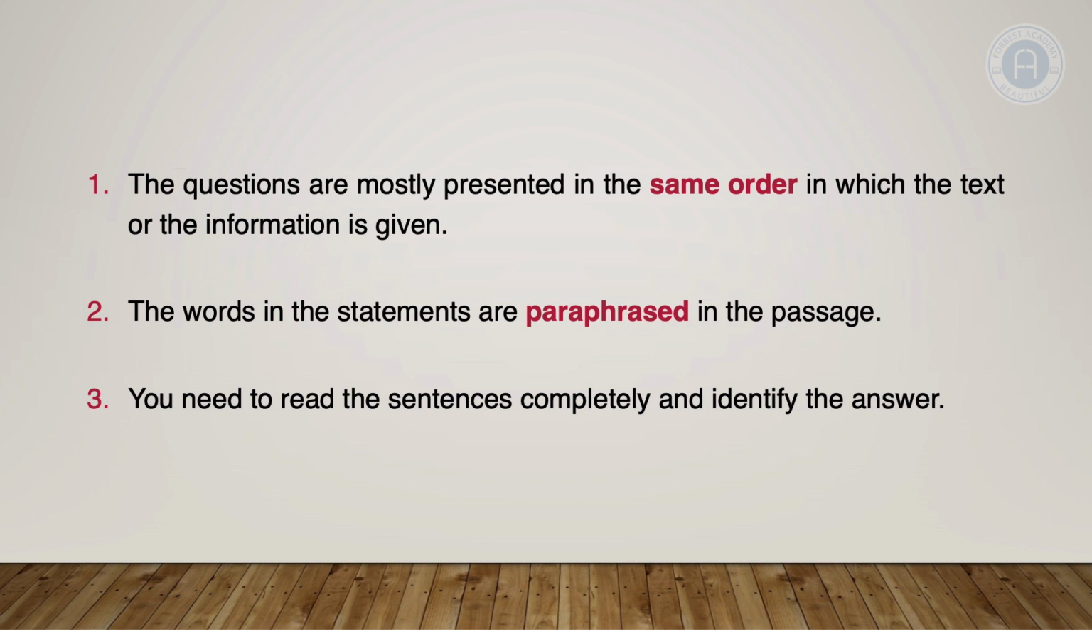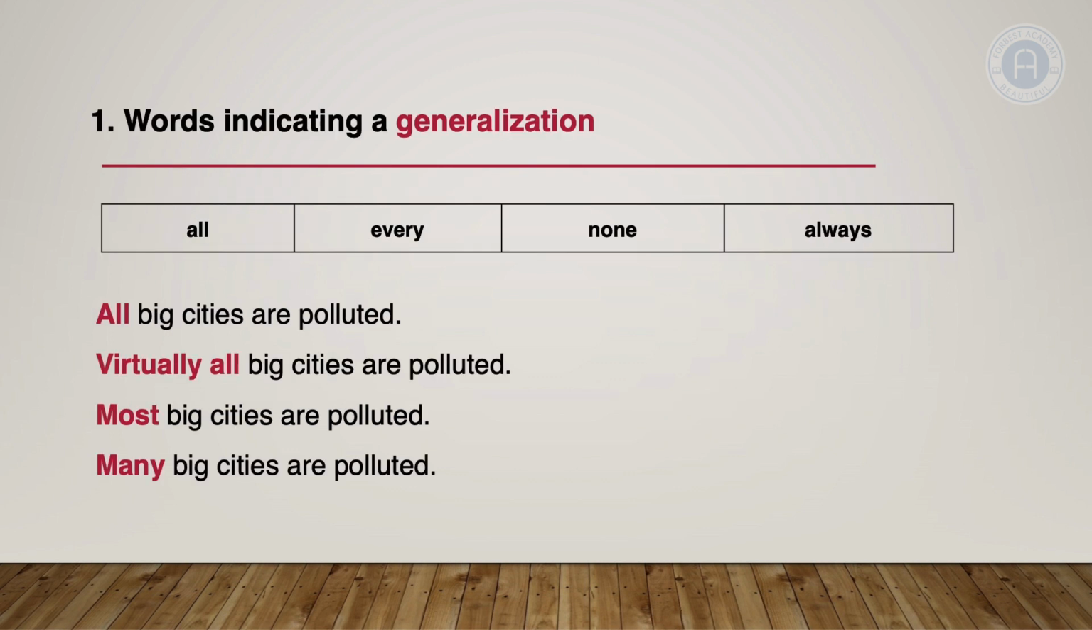Tip number 3, you need to read the sentences completely and identify the answer. So even if I tell you what the keywords are and you have already underlined the keywords, still you need to form a good understanding of that statement so that you can verify whether it is true, false, or not given. So let's begin. Our first set would be words indicating a generalization.